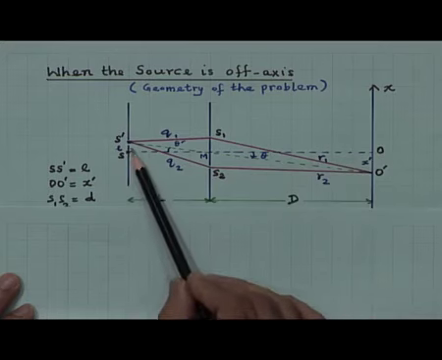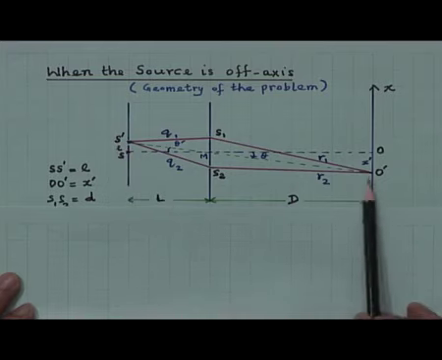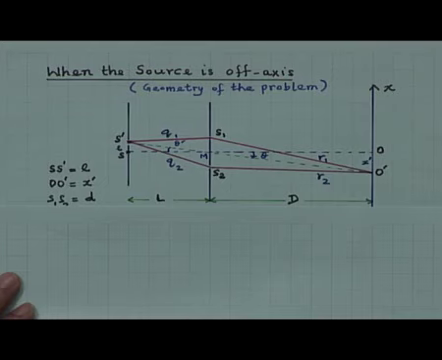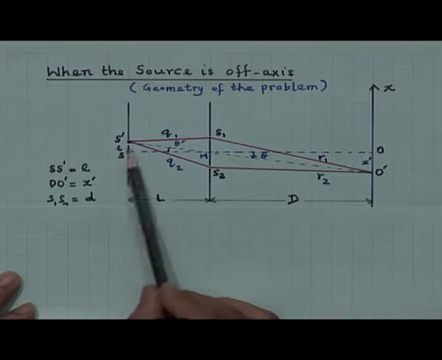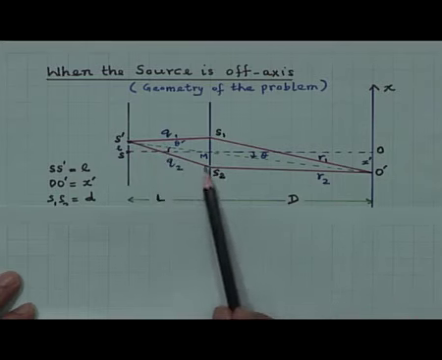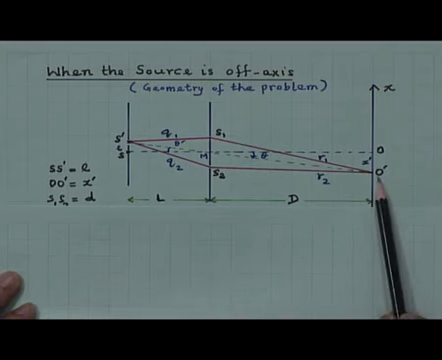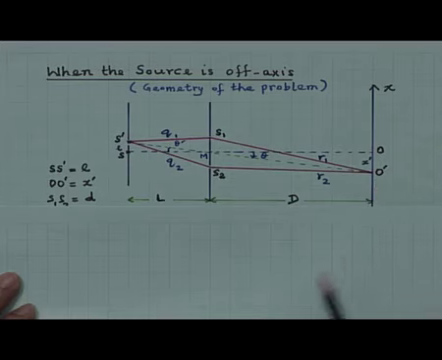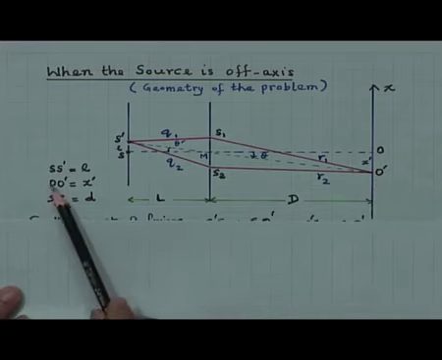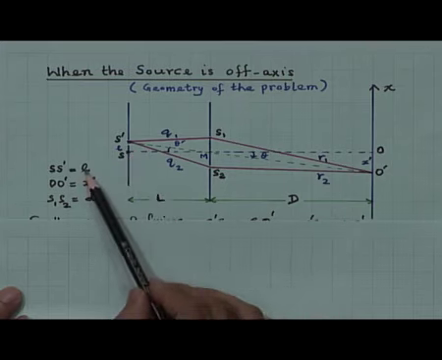Now, the source has shifted to a position S dash, and therefore, we have the fringe shifted to a new position O dash, and the total path difference will be 0 if this plus this is equal to this plus this. Then the net path difference will be 0, and O dash will be the new position of the central fringe corresponding to path difference equal to 0. So, for S dash, the offset here is denoted by small l.